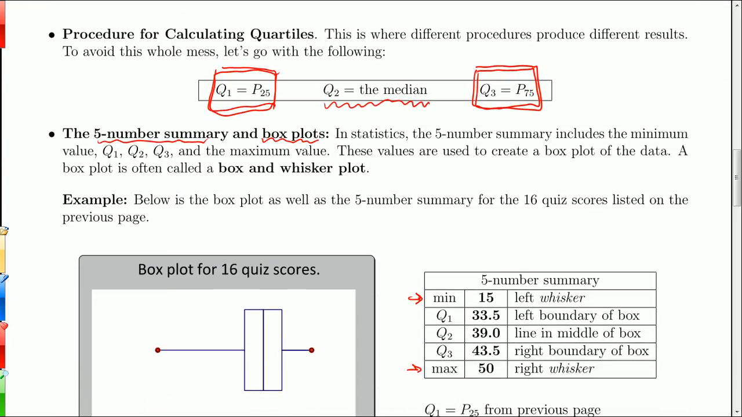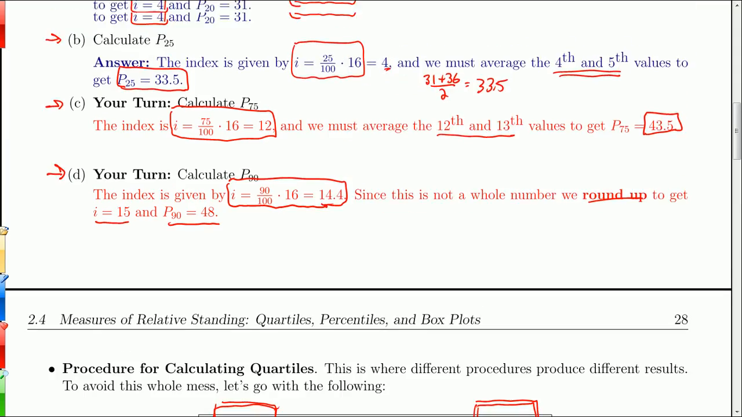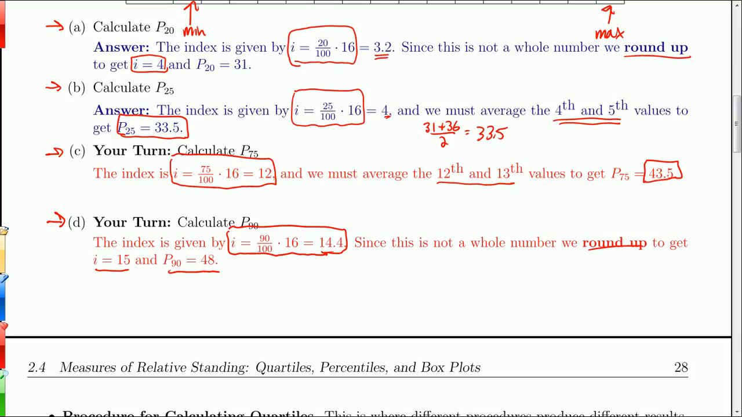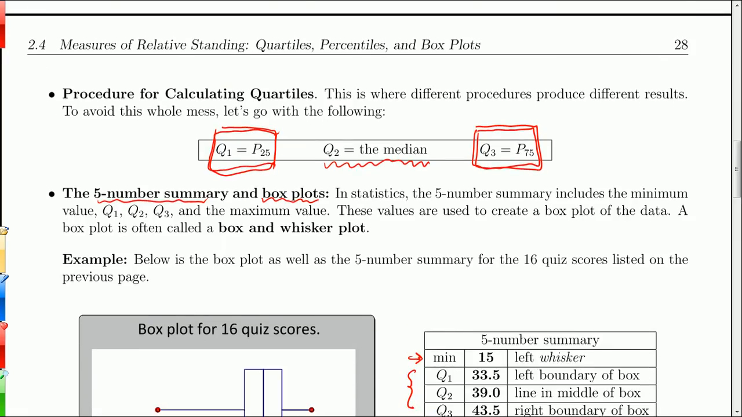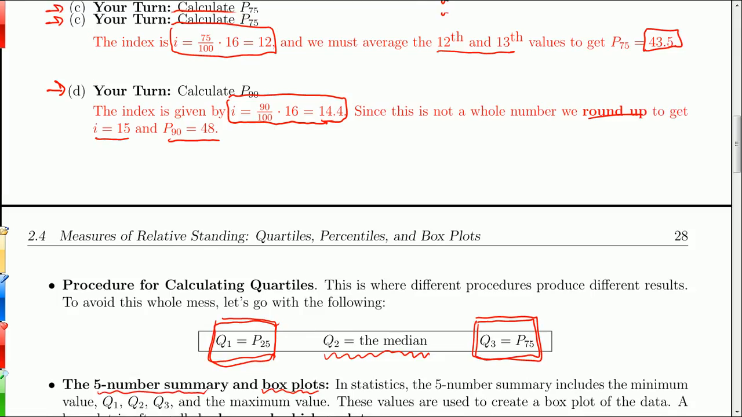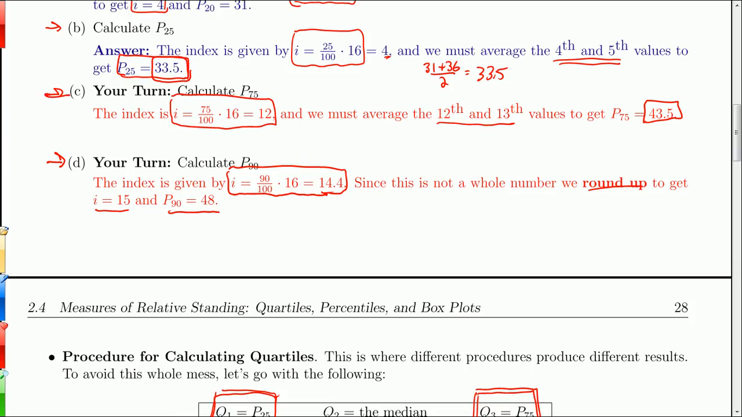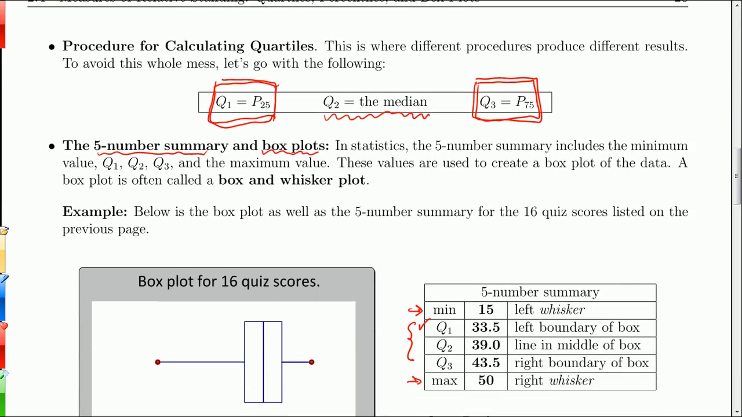The next 3 numbers are just the quartiles. And we figured these out. We actually got Q1 earlier, because that's P sub 25. P sub 25 we said was 33.5. That's P sub 25. Good. And then we got P sub 75 in this problem right here of 43.5. That's the 75th percentile, also known as Q3. So we have this one.